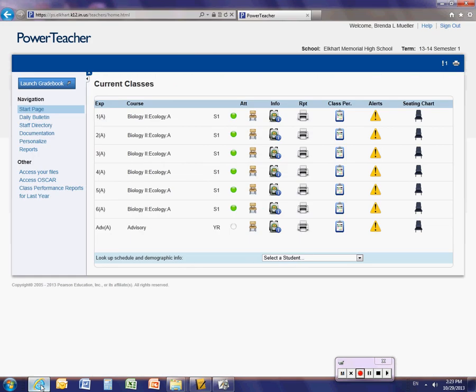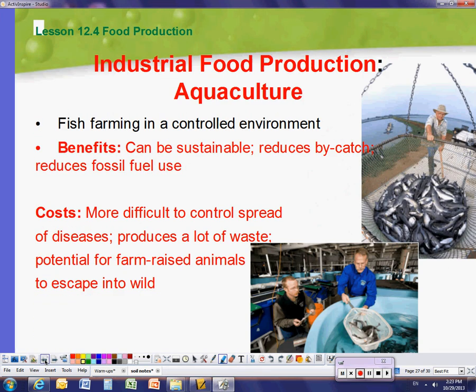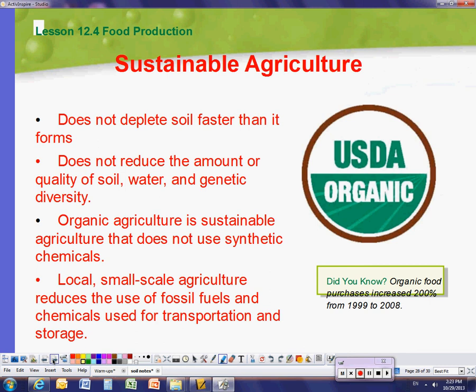All right, sustainable agriculture. This is going to keep the soil intact. This is going to have good quality of soil, water, and genetic diversity, and this is also organic. Sustainable agriculture that is going to keep our soil, keep our water, and keep genetic diversity is our organic food. Yes, the one that costs a lot more at the store, but it's environmentally friendly.